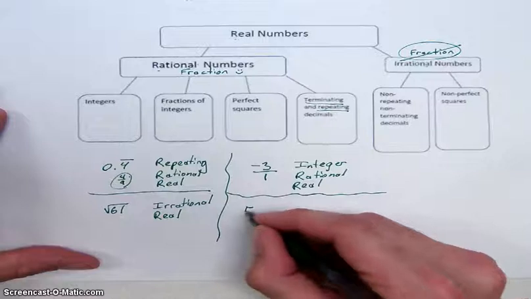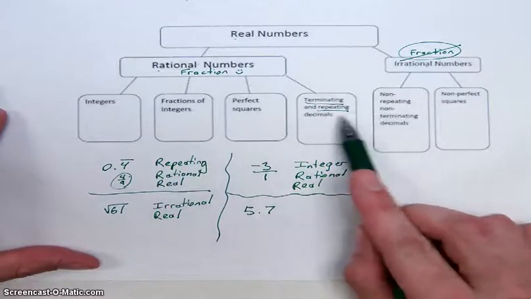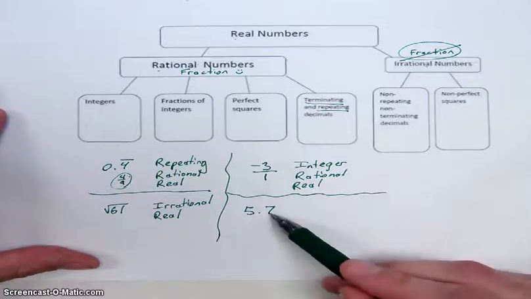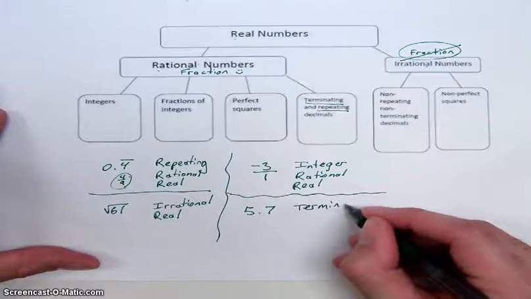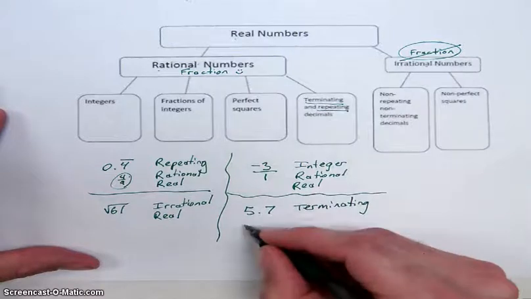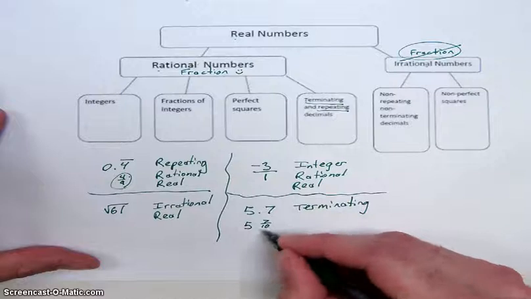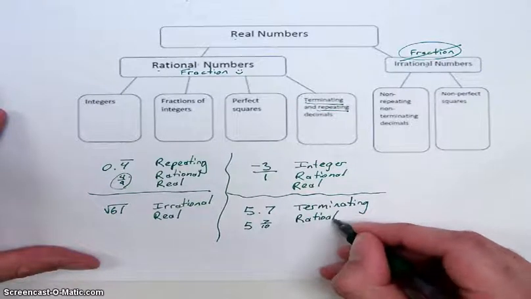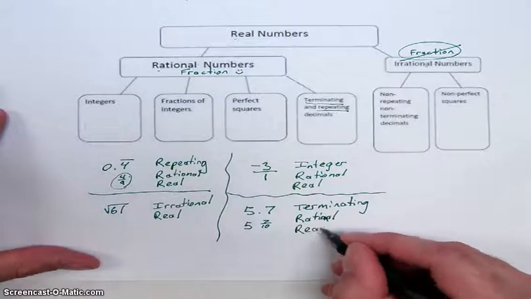The number 5.7 is a decimal, so I'm going over to this idea between decimals here. And this is what we call a terminating decimal. It just ends after the 7 here. So I can just put terminating. Terminating decimals can be turned into fractions. I can make this 5 7/10, since the 7 is in the tenths position. Since I can turn this into a fraction, I can say this is rational. And rational numbers are, again, real numbers.